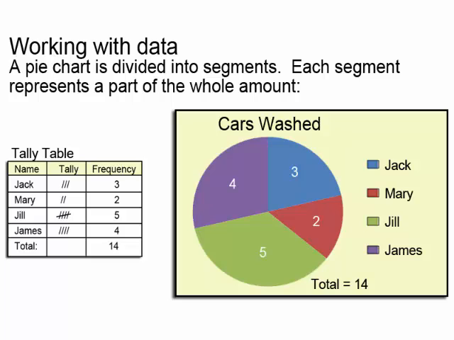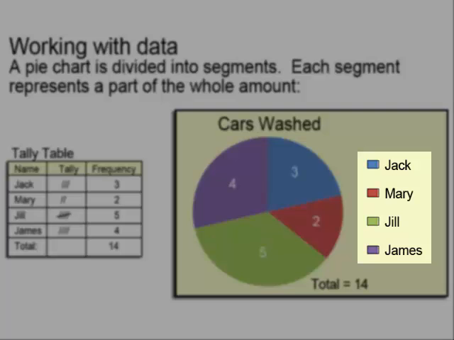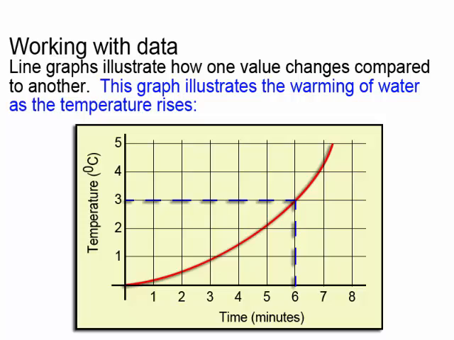Another way of representing data is to use a pie chart. A pie chart is a circle divided into segments. In this example, each segment represents a value from the frequency table. And again, as with pictograms, pie charts usually have a key. There are many ways of illustrating data.